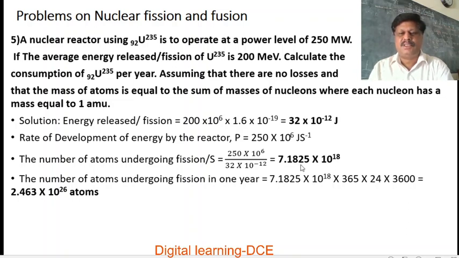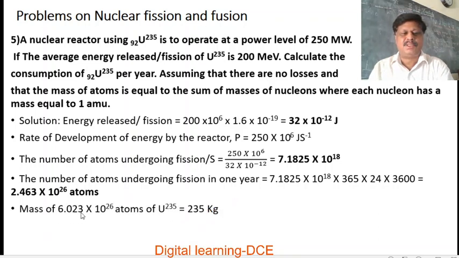Therefore, the number of atoms undergoing fission in 1 year can be calculated by multiplying this number of atoms by 365 into 24 hours, that is 365 days, 24 hours, and 60 minutes and 60 seconds gives rise to 3600. After multiplication, we get 2.463 into 10 power 26 atoms. That means the number of atoms undergoing fission in 1 year is equal to 2.463 into 10 power 26 atoms.